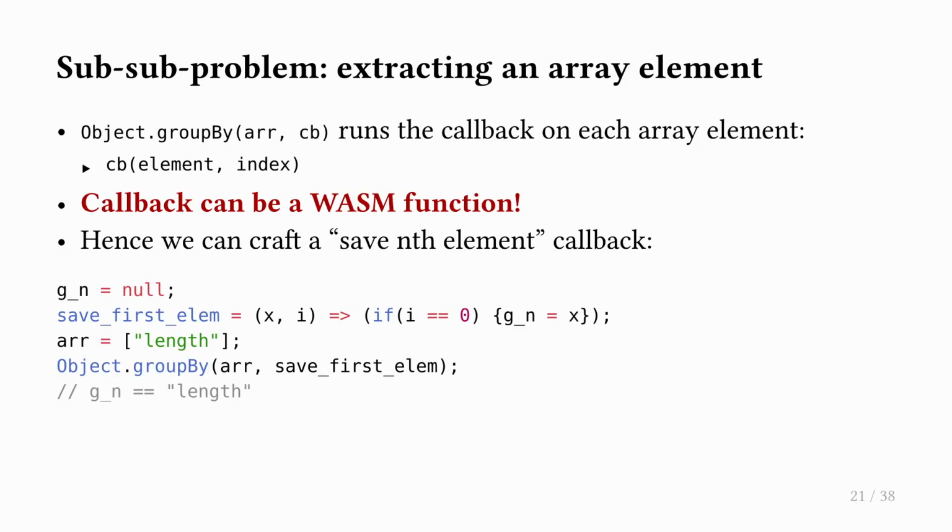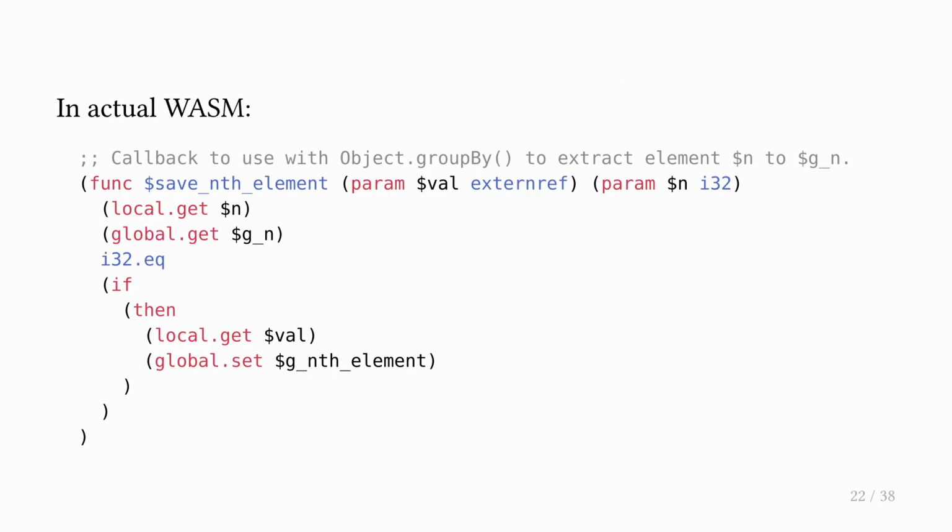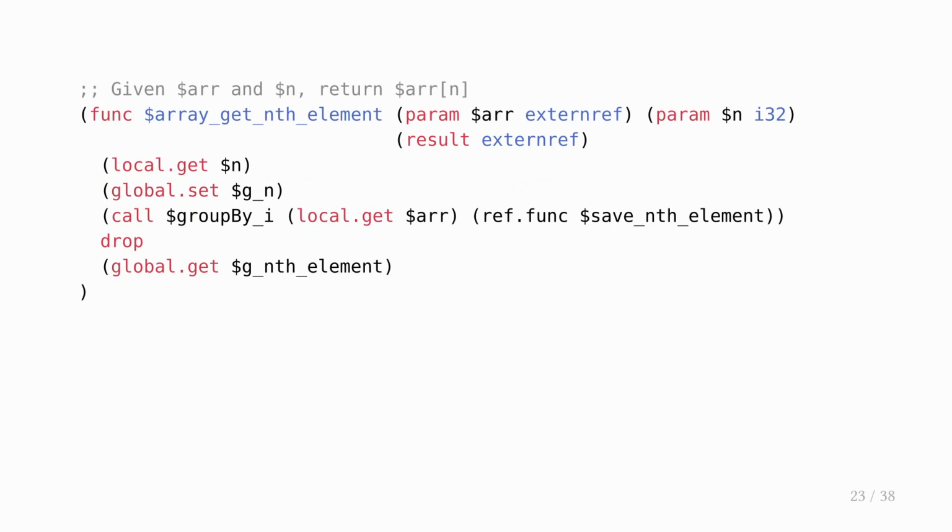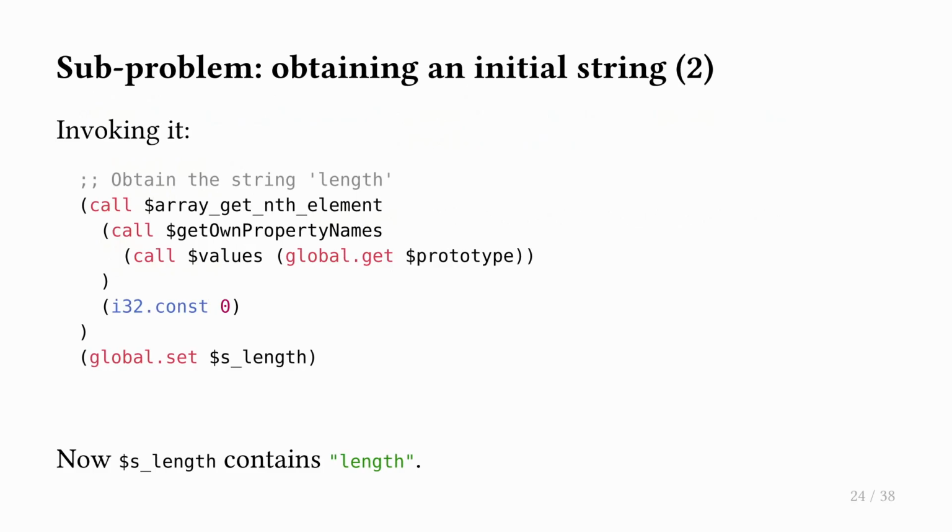This is in JavaScript. This callback, save first element, is going to be called for every element. And groupBy gives both the element and the index. So we can just store the element in a global once we see that the index is what we want. And this is the same thing in WebAssembly. This is then how we would call it. So this is the primitive that we create, get nth element, where we call groupBy on this array, with this callback function, which is going to be storing it to the global, which we then grab at the end.